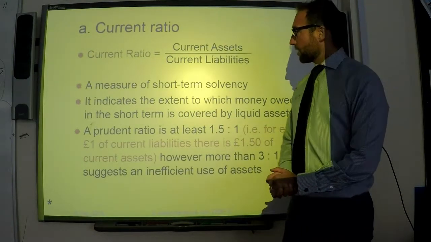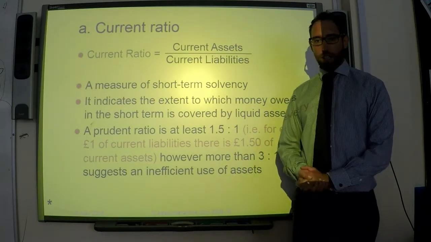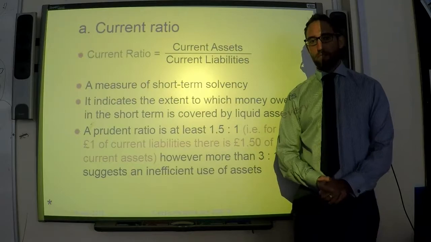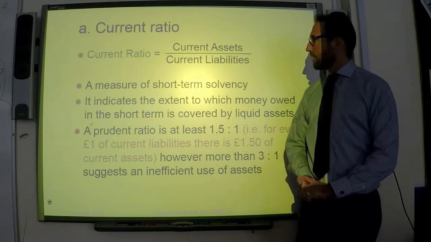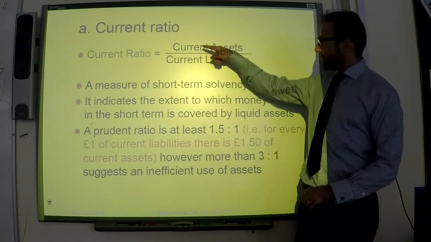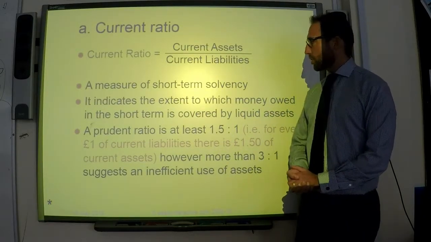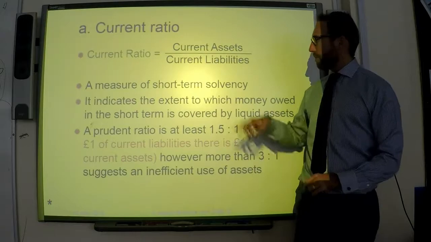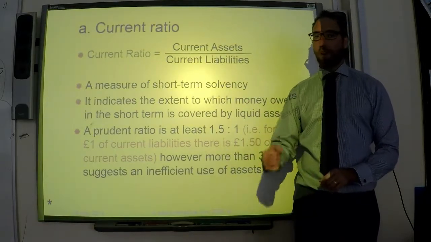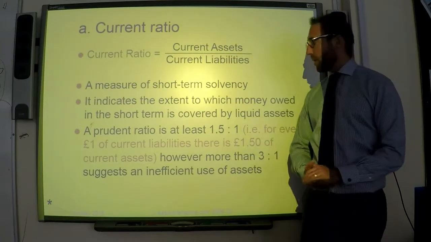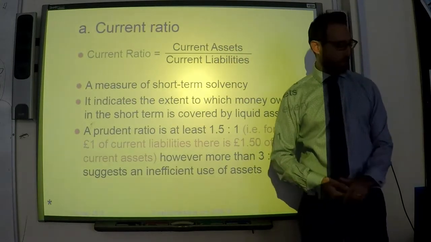Okay, the first one that we look at is the current ratio. Now, in order to calculate the current ratio, we do current assets divided by current liabilities. Nice and easy. Current assets divided by current liabilities. What are current assets? Current assets are things that you own that can be turned into cash quickly. What are current liabilities? Remember, liabilities, you owe it. They are people that you have to pay back very, very soon. So we just divide current assets by our current liabilities.